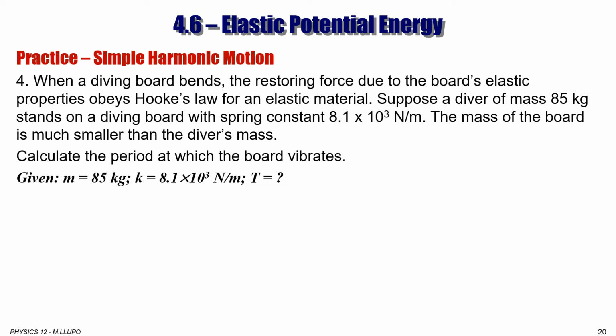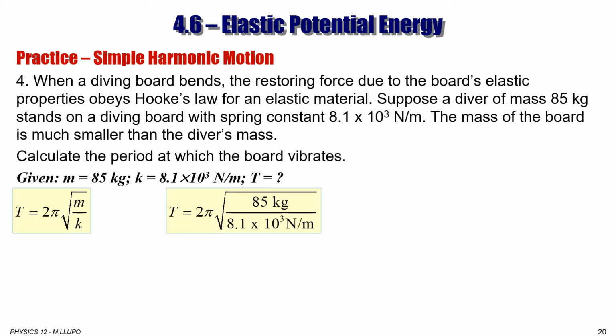So the mass is 85 kilograms and the spring constant is 8.1 times 10 to the power of 3 newtons per meter, and the period is required. So it's a very simple problem solved by a formula: T is equal to 2 pi square root of m over k. We have everything. You plug those numbers into the calculator, and you're going to have a period of 0.64 second.